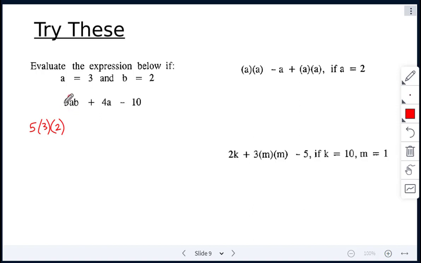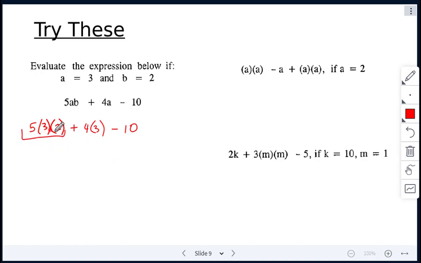All right, so that first part is complete. Next, we have 4a. So we have to do 4 times a, which is 3. And then don't forget that minus 10. A lot of students forget about that last little part there, but there is still a minus 10 there. There's no variables with that 10. All right, so let's multiply this out.